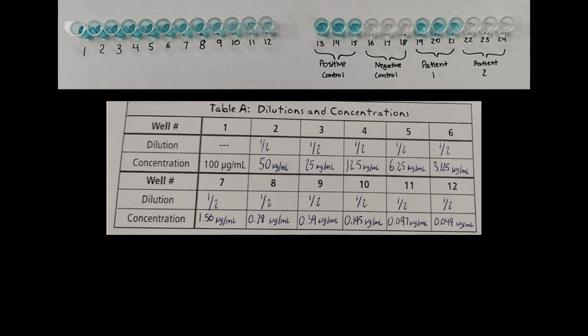For patient 1, wells 19 to 21, there is color change in the wells suggesting the presence of the antigen. For patient 2, wells 22 to 24, the reaction appears to be colorless, which indicates an absence of the target antigen.